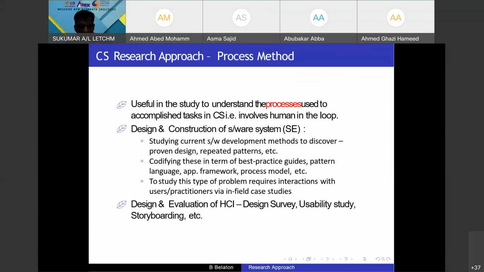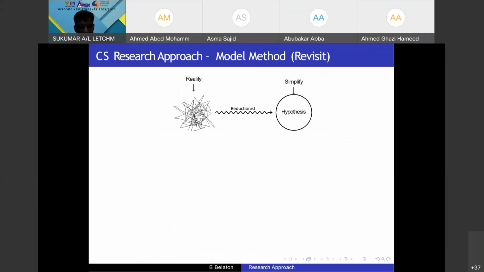So you can check on the process method in detail after this. Any questions after this?